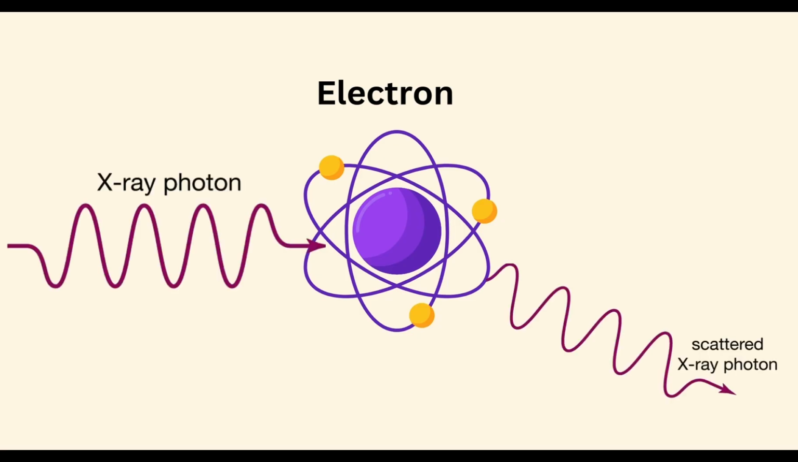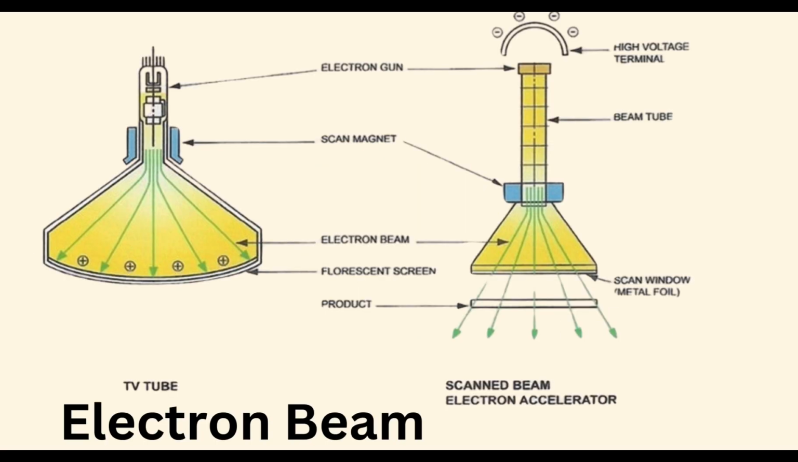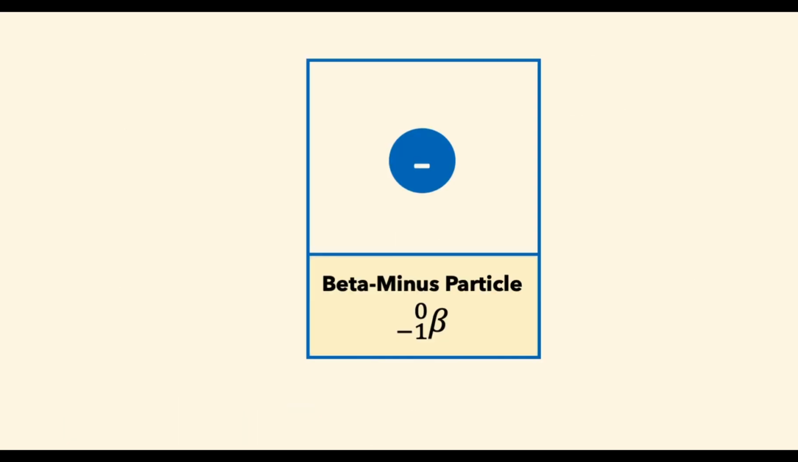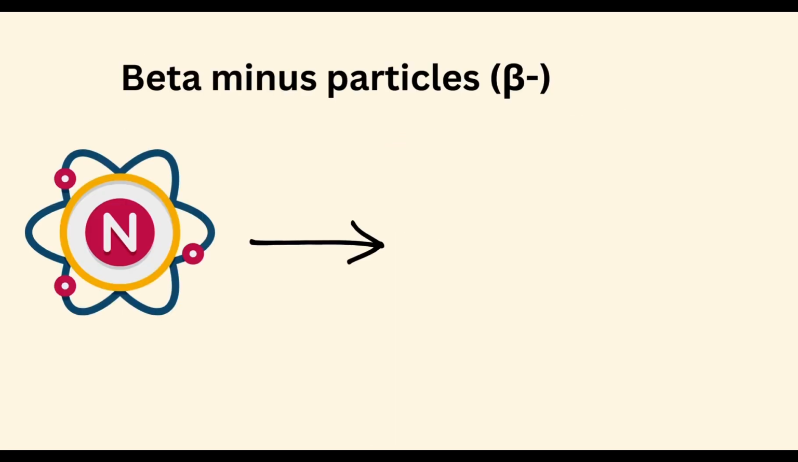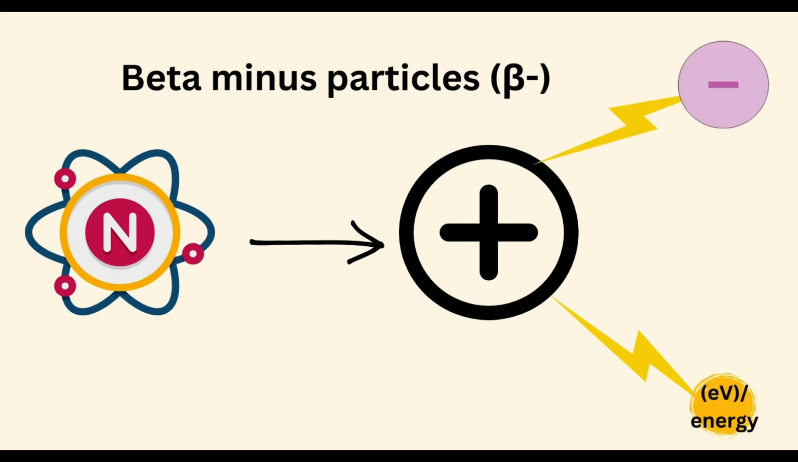The next thing the machine uses is electron beams. These are high-speed electrons, also known as beta-minus particles. Beta-minus particles are produced when a neutron transforms into an electron or proton because the ratio of the two is too high in the nucleus of the atom.